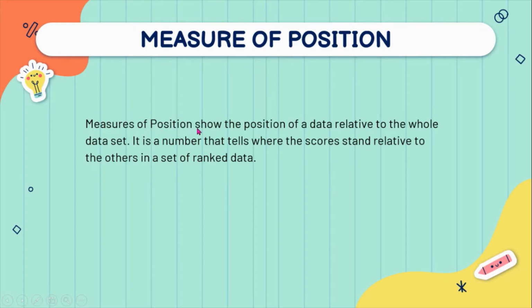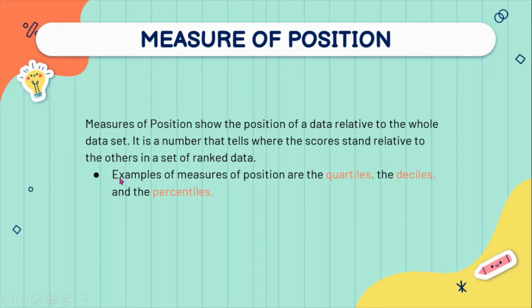Measures of position show the position of a data relative to the whole data set. It is a number that tells where the scores stand relative to the others in a set of ranked data. So examples of measures of position are the quartiles, the deciles, and the percentiles.